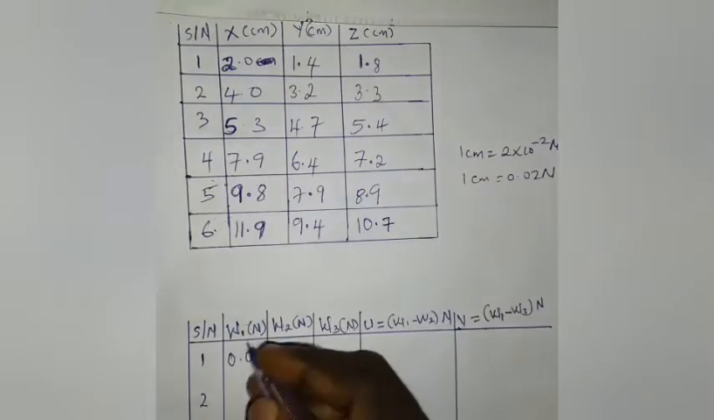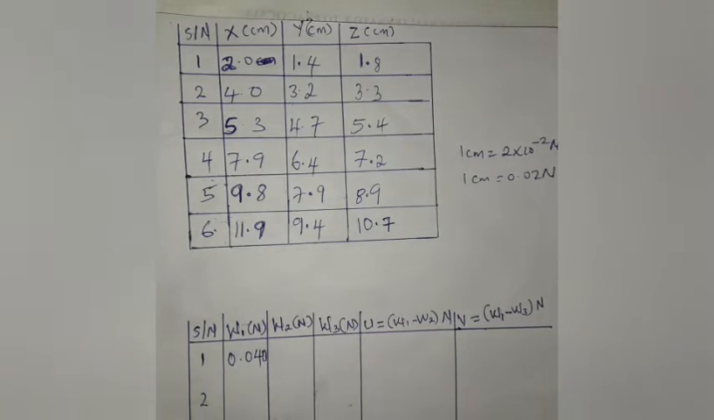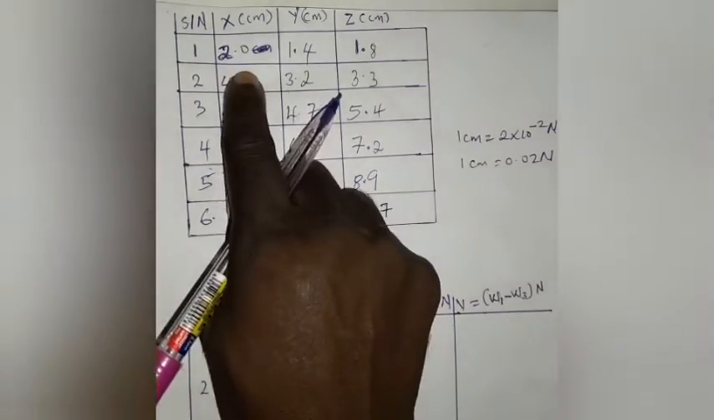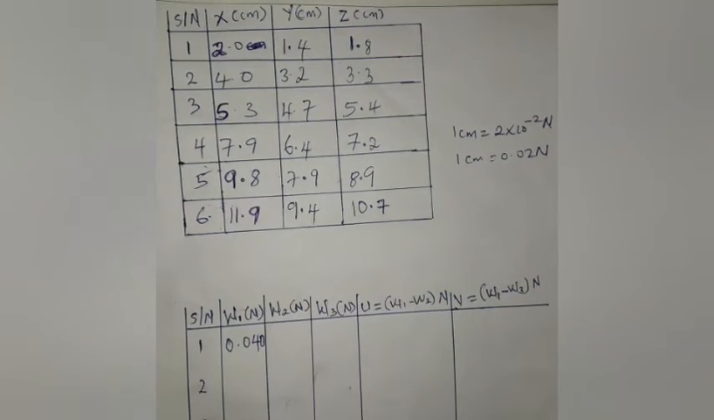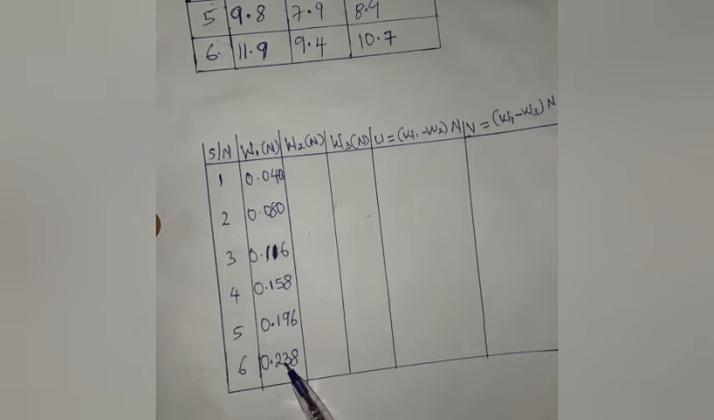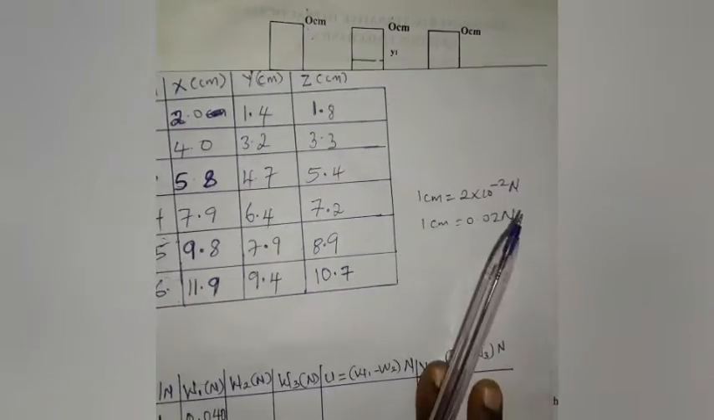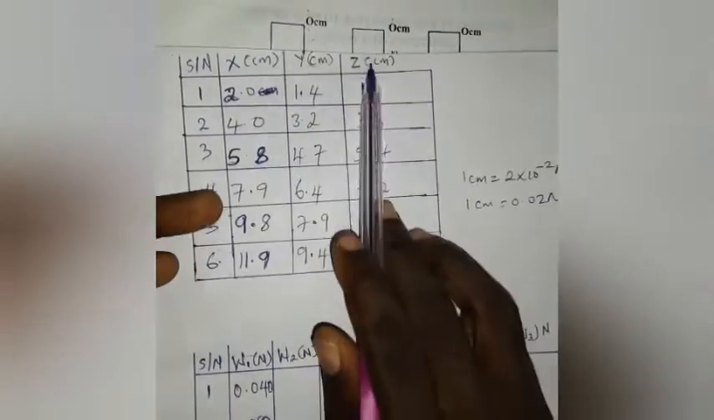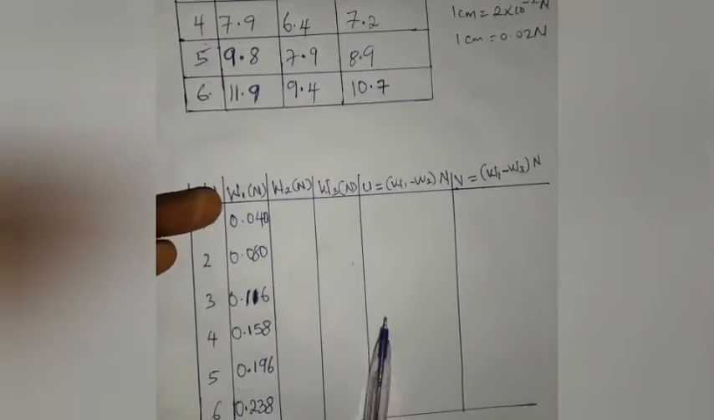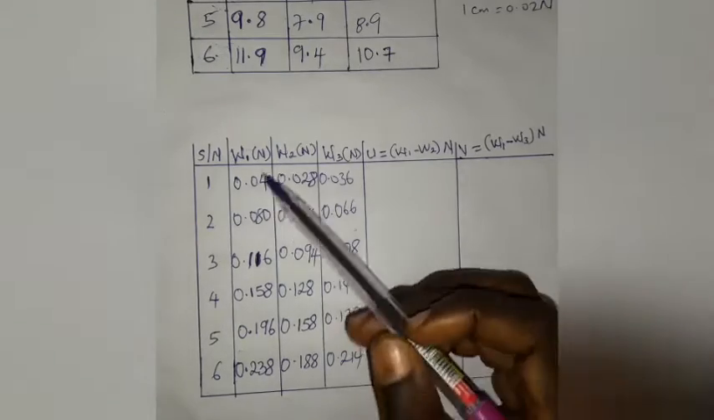So I'll go with all of this. Record this to 3 decimal places. Then I'll go with this again. So let me pause it and fill all of that. Then I'll come back to look at how to plot the graph. So these are my recorded values for W1. Then for W2, I'm going to multiply this 1.4 times 0.02 again. So I'll fill all of that again. Then we'll do the same with W3. So these are my corresponding values for W1, W2, and W3.